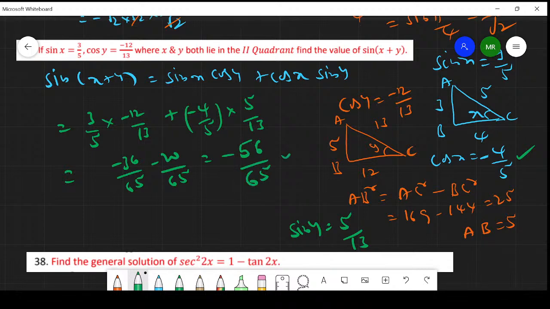Minus 56 by 65 is your answer, right? This will be your answer. Just use the formula and simplify, then we get this answer. I hope you understood this. Is it clear? If you have doubt, please ask me. I will repeat this again if you have any doubt.